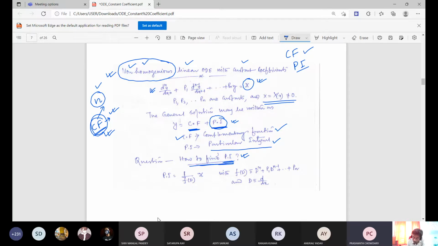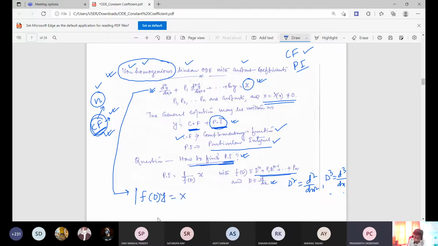So definitely there is a question of how to find the particular integral. If you write the differential equation, let's introduce an operator F(D), which is the operator D to the power n plus p1 D to the power n minus 1 plus and so on up to pn, where D stands for d/dx. So D squared is d2/dx2, the second order derivative, and D cubed is d3/dx3. Likewise you can find all the derivatives. The differential equation can be written as F(D)y equals X.